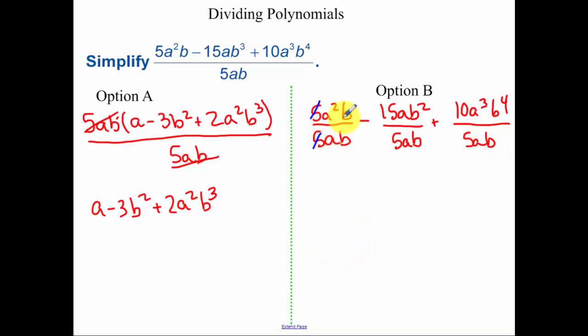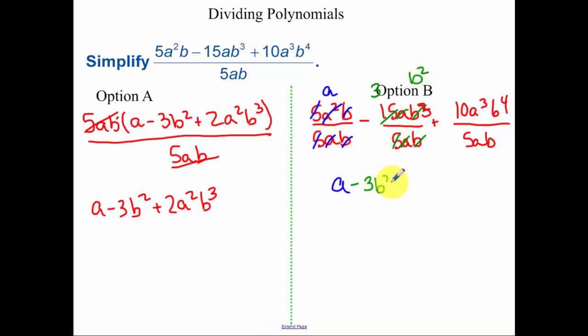The 5's cancel. The b's cancel. A cancels, and that becomes just an A. So I'm left with just an A for that first term. Minus 5 and 15 cancel to be a 3. A and A cancel. B squared and B cancel so that I have a B on top. So that should be a 3. Now I noticed I canceled, that should be a B to the third, so this should actually be B squared.